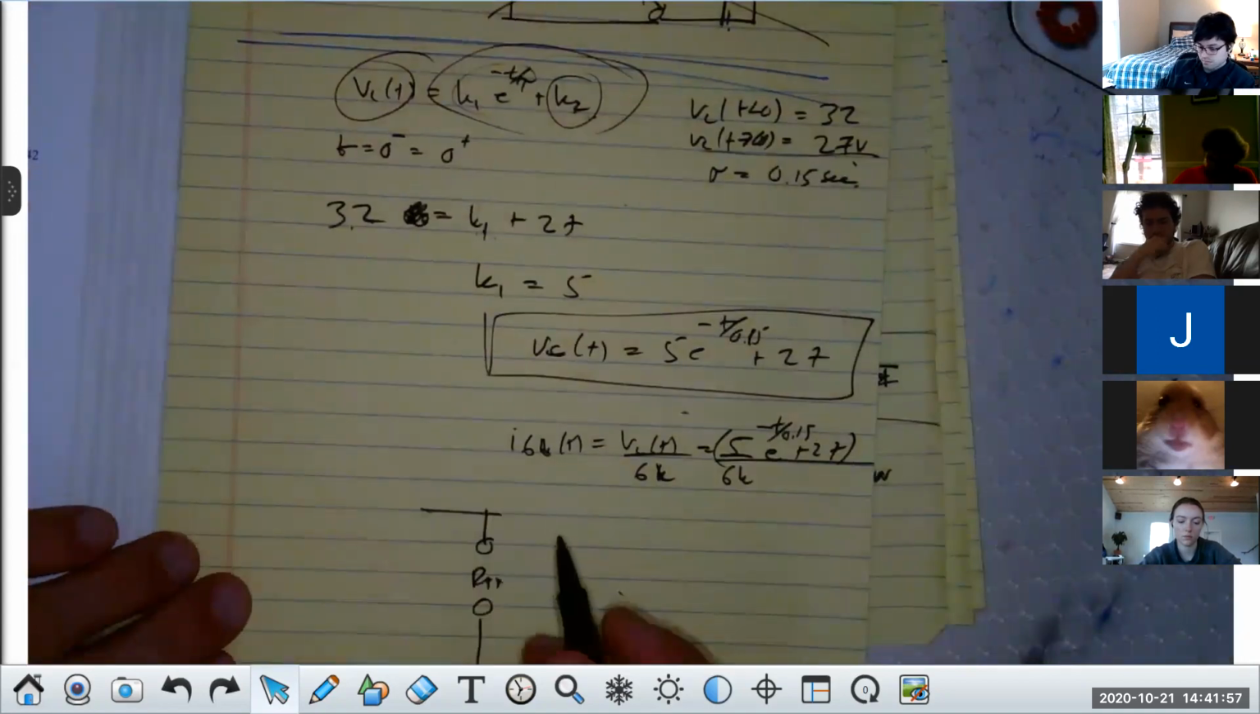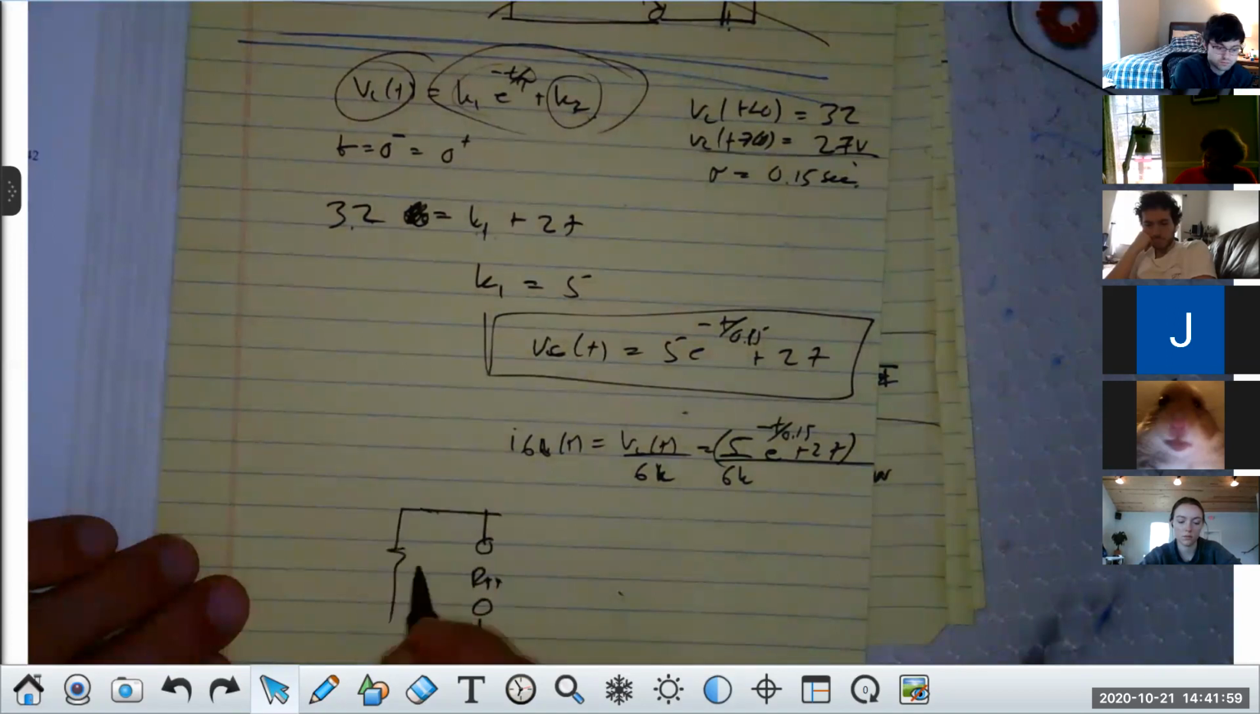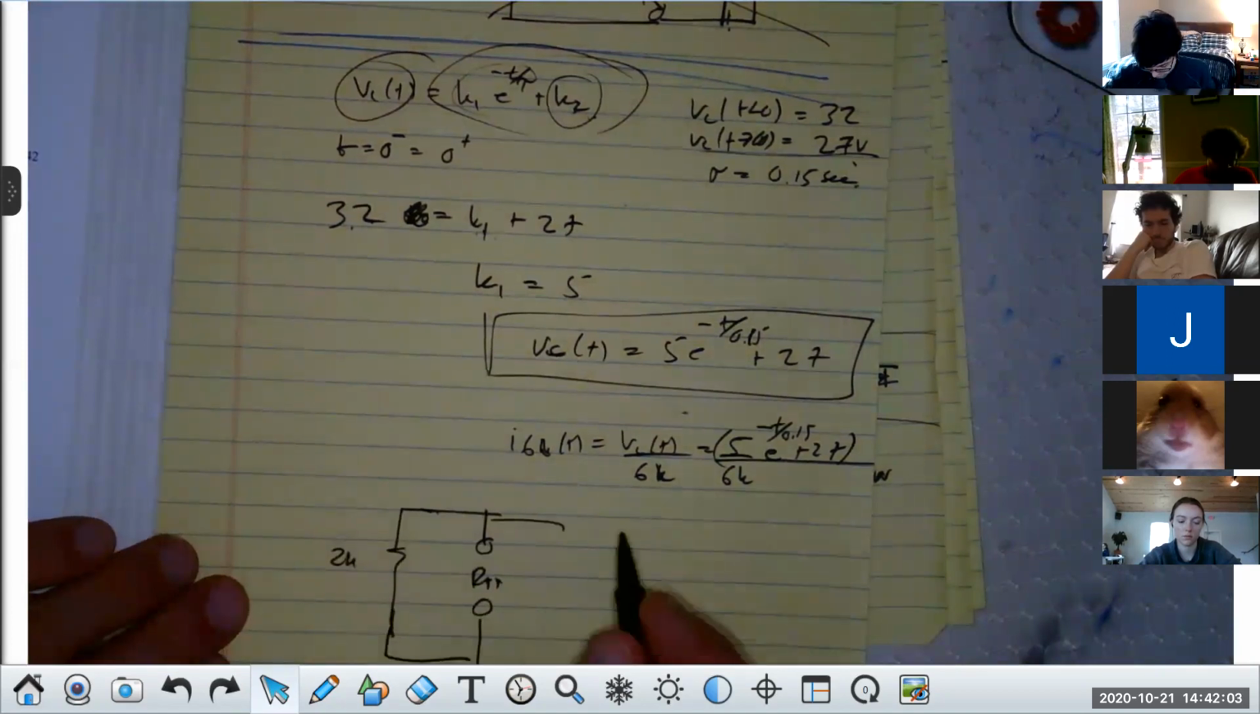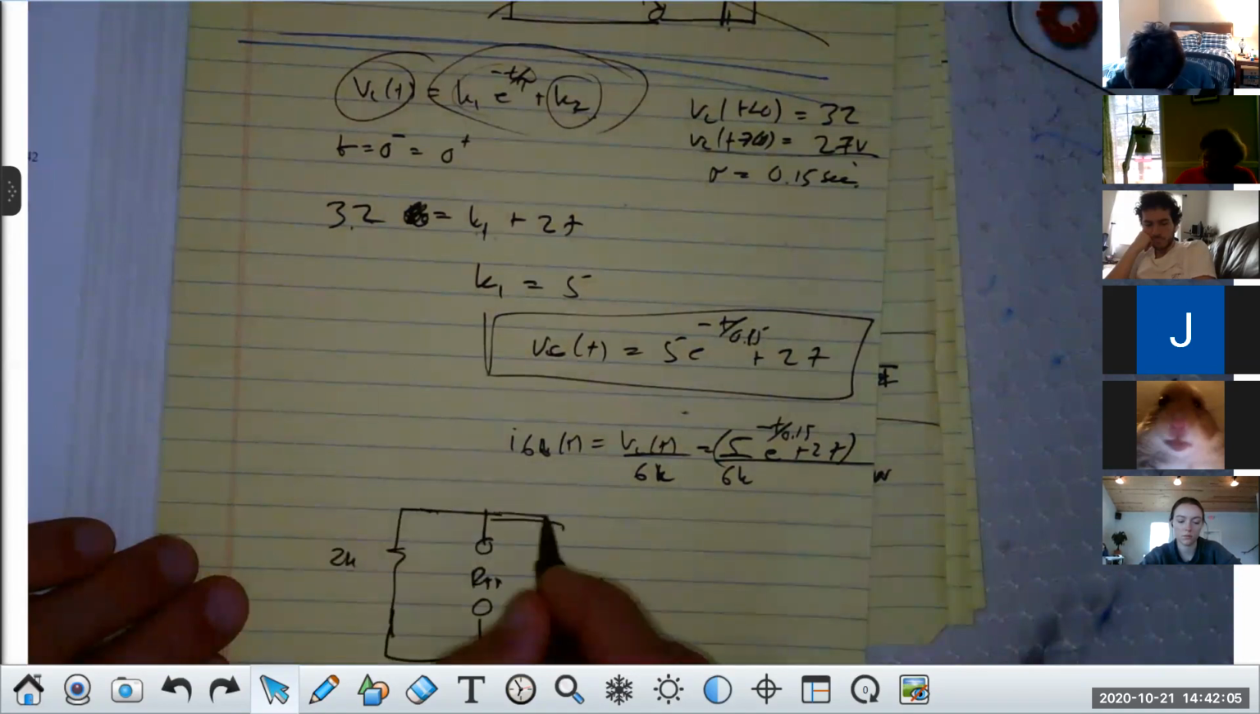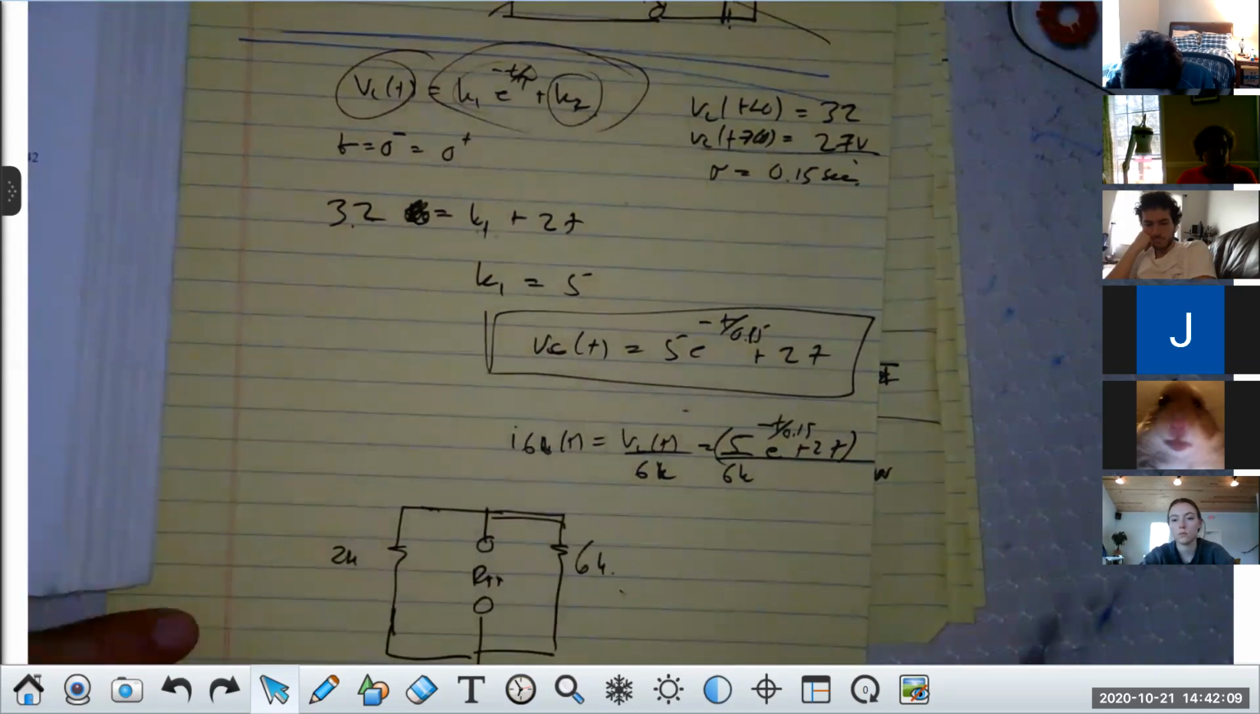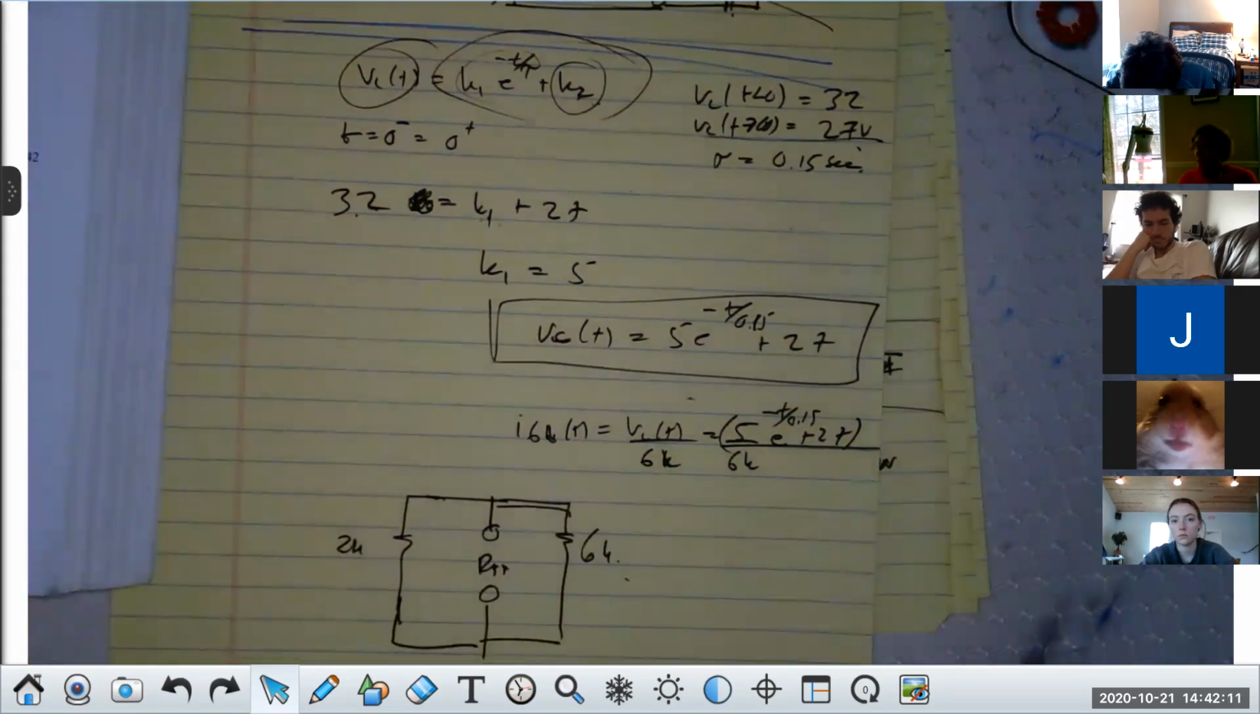Over here, I have 2K going to ground. And then over here, I have 6K going to ground. Perfect. Okay. That makes sense. Please, go ahead. I need to redraw it more. That's what I'm figuring out.